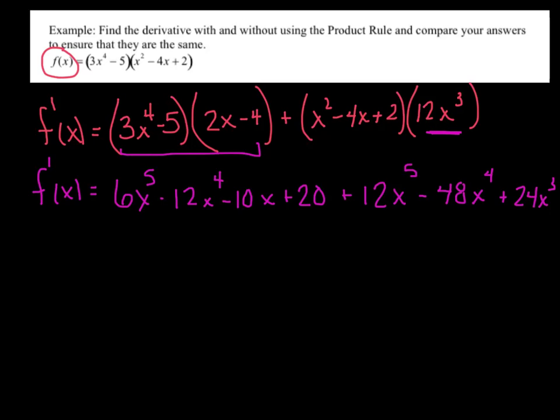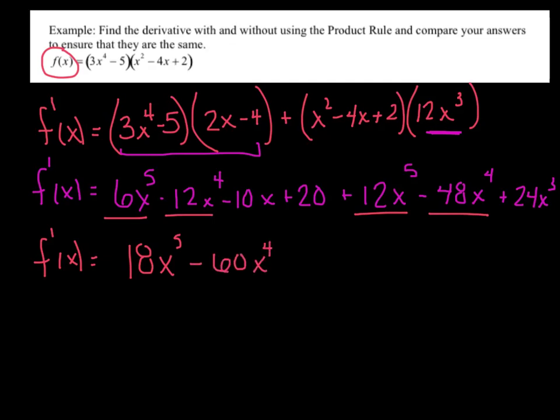And then I'll just look for any like terms. And of course, like terms have that same base and exponent. So I have f prime of x equals, let's say, 18x to the 5th. I got a minus 12 and a minus 48x to the 4th, so minus 60x to the 4th, plus 24x cubed, minus 10x, plus 20. Whew.